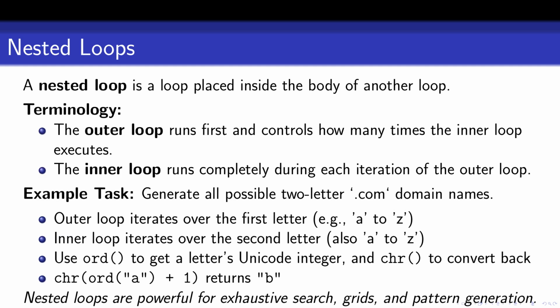Nested loops are loops placed inside other loops. The outer loop controls how many times the inner loop runs. For each iteration of the outer loop, the entire inner loop runs from start to finish.